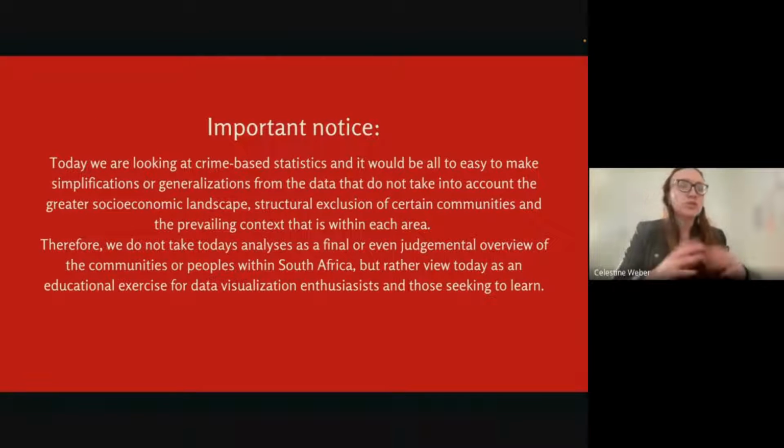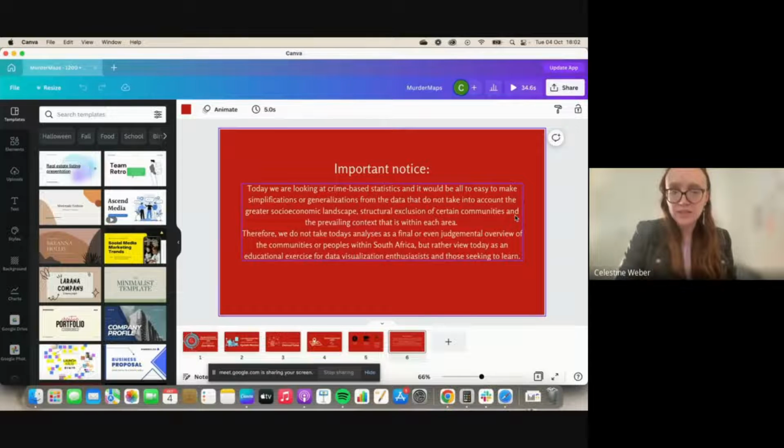Important notice, today we are looking at essentially crime-based statistics, and it would be easy to make simplifications or generalizations from the data that do not take into account the greater socioeconomic landscape, structural exclusion of certain communities, and the prevailing context within each area. In addition, making machine learning predictions on crime-based data can at times be unethical if we say that certain groups of people are more likely to perpetrate crimes than others. So I have refrained from doing that today.